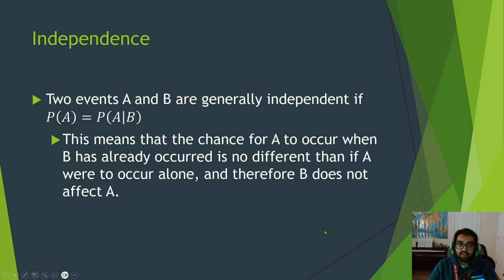Two events A and B are generally independent if the probability of A is equal to the probability of A given B. Basically, what that means is that the probability for A to occur when B has already occurred is no different than if A were to occur on its own, which means that the fact that B happened does not affect the probability for A to occur.